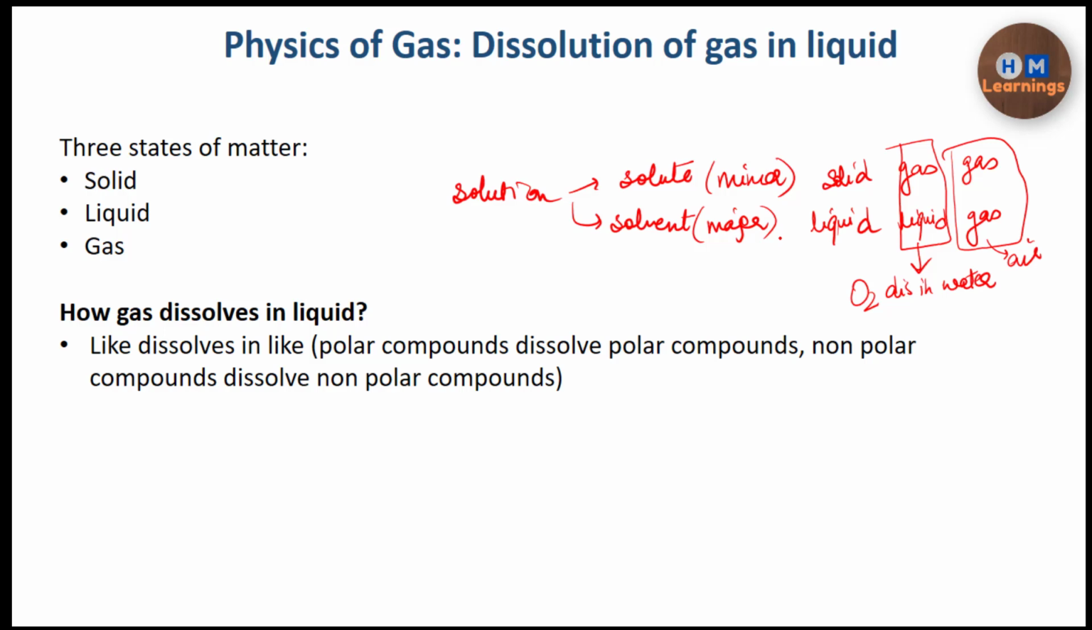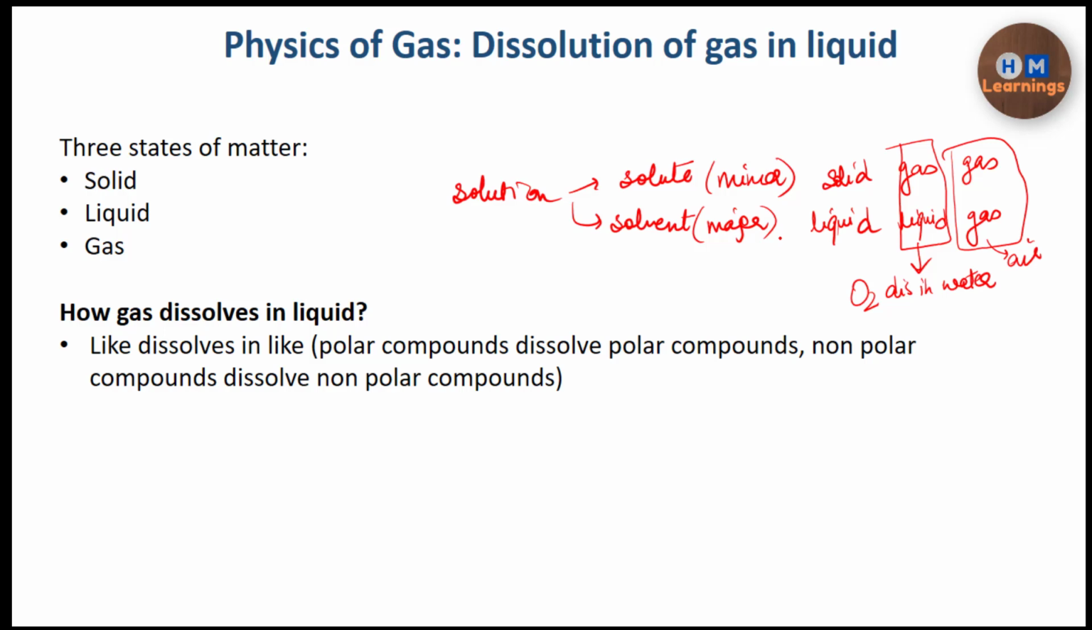The first question, which defines what dissolves in what, is governed by the rule called like dissolves in like. A compound is going to dissolve in a compound which is like it. It is a simple law that two compounds having similar properties are more likely to dissolve with each other as compared to compounds having distant or different properties.